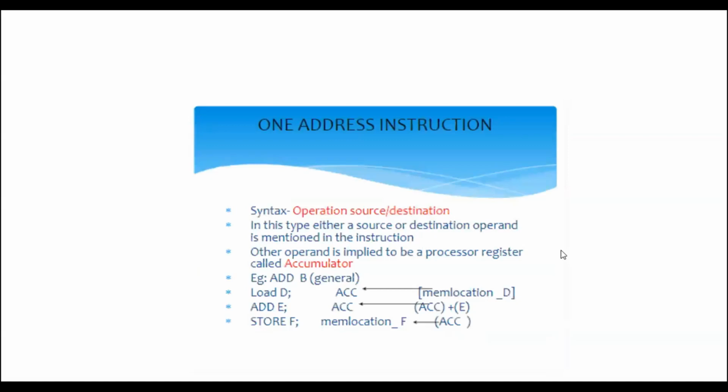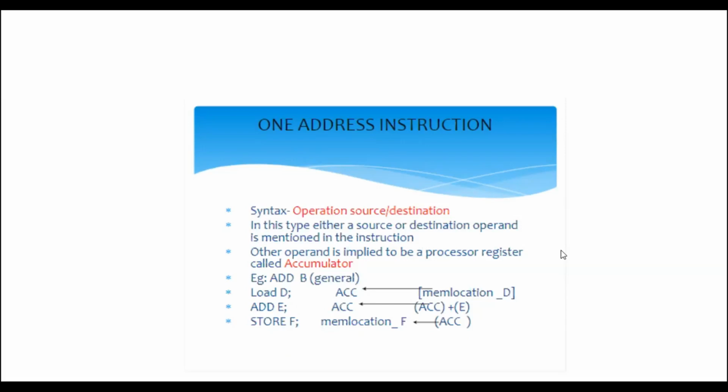And then we have the one address instruction. So the syntax, we have the operation, source, and destination. In this type, either a source or destination operand is mentioned in the instruction. The other operand is implied to be a processor register called the accumulator.